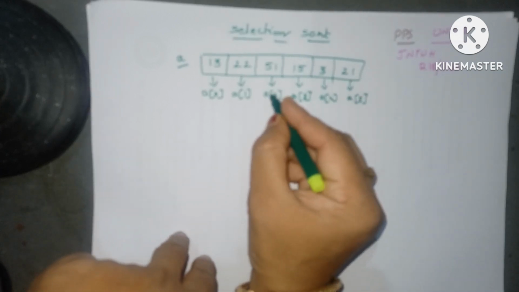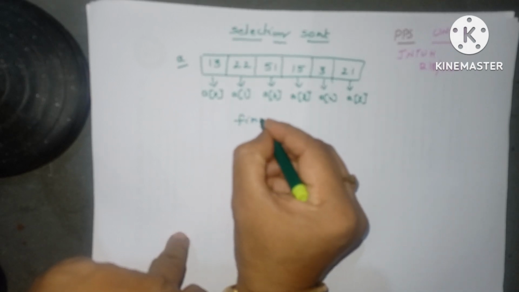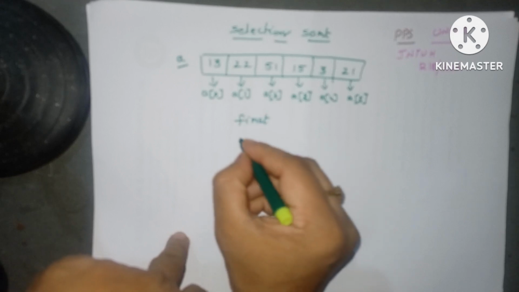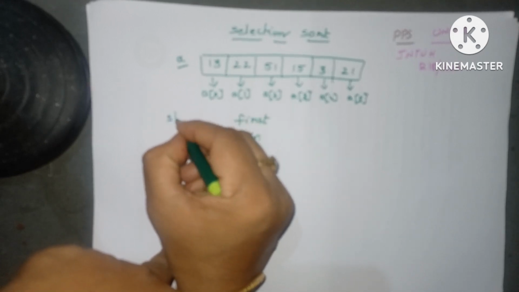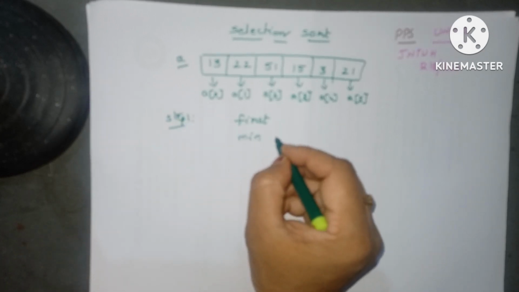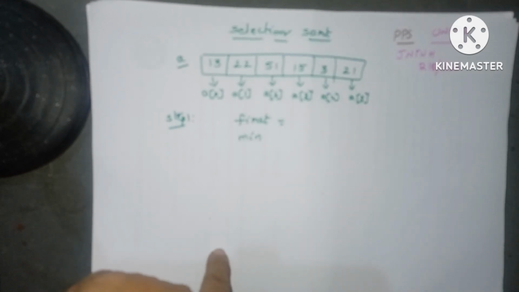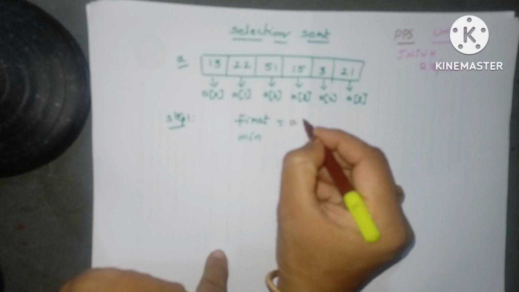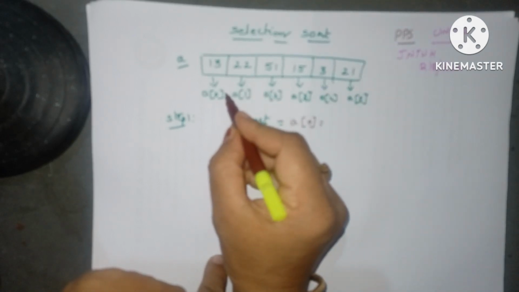Now in this selection sort, the first step is to take the first element, and find the first element and the minimum element. This is step 1. In step 1, first find out which one is the first element and which one is the minimum element. So which one is the first element? The first element is always in the 0th position, the 0th index. So A of 0. So what is the A of 0 element?